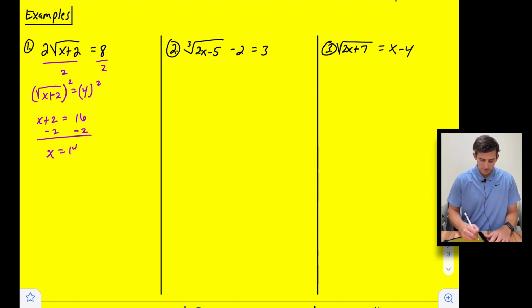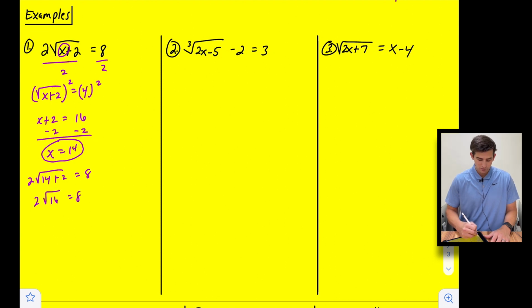Okay? So now, we're going to go ahead and circle this, but we are going to check our work because we could have an extraneous solution popping up. So let's plug 14 in for x. This would be 2 times the square root of 14 plus 2 is equal to 8. So 2 times the square root of 16. Square root of 16 we know to be 4, so this is 2 times 4, so we get 8 is equal to 8. So that one checks out. We know our solution is 14, okay?